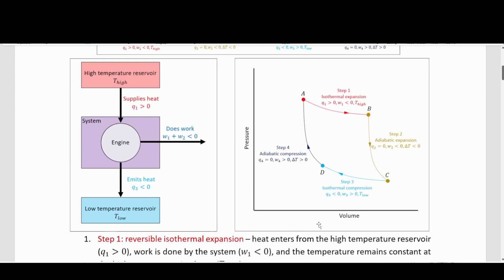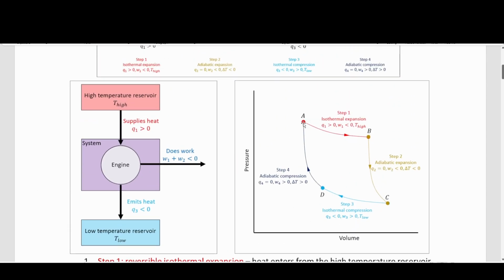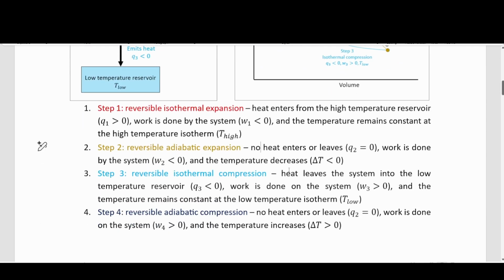So one thing to notice here is that after we go through this entire cycle, we end up right back where we started right here. So we have the isothermal expansion, then the adiabatic expansion, then the isothermal compression, and the adiabatic compression, and we end up right back at A there.